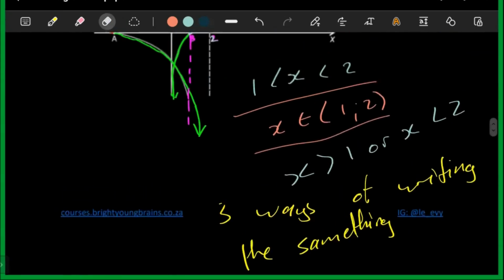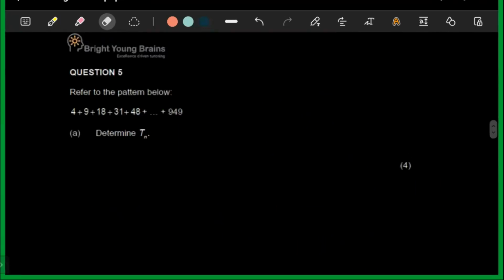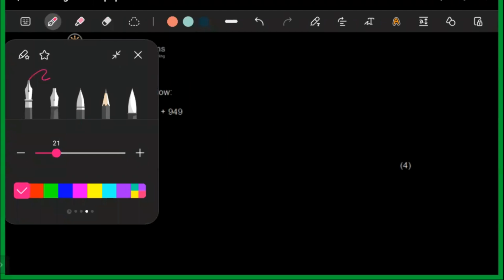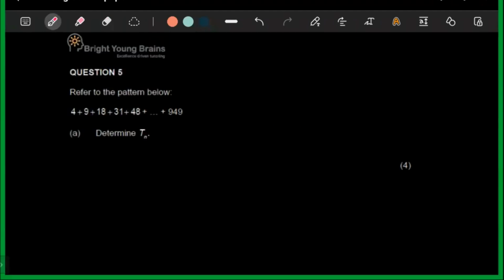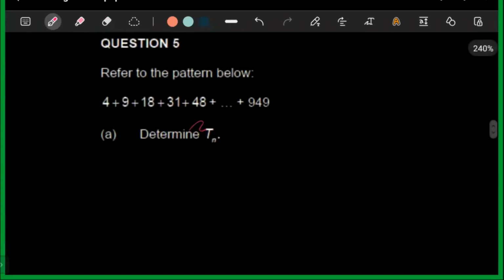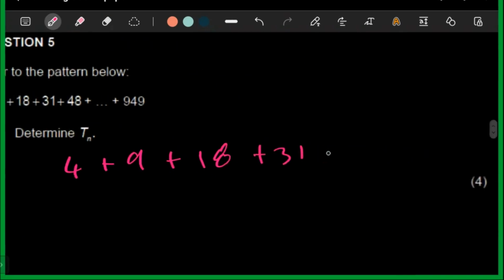Let's move on to question 5. Question number 5 looks as follows. It's a 4-mark question. It says refer to the pattern below. It looks like a quadratic pattern, but let's just find out, because there's no need to guess. It's going all the way to 949.